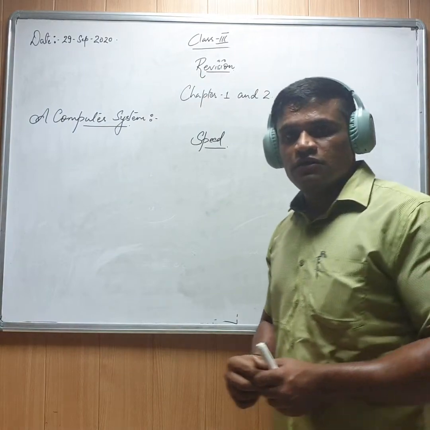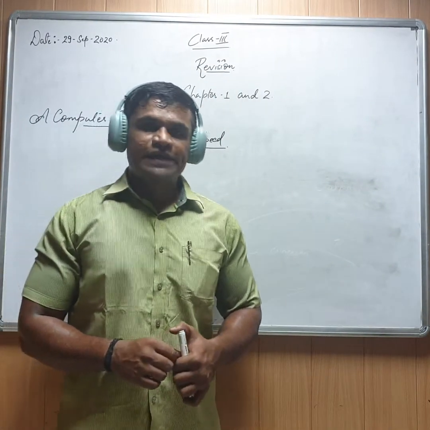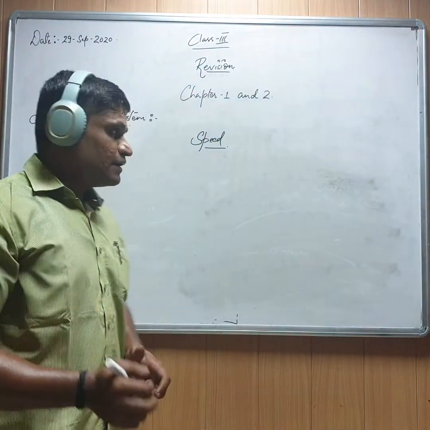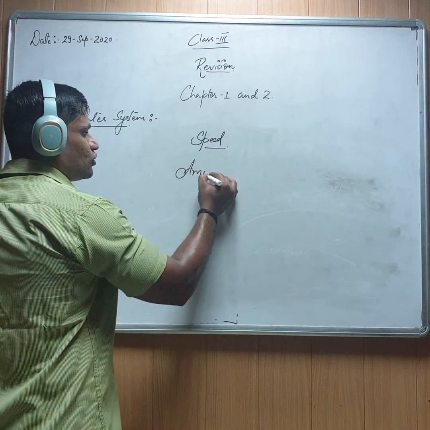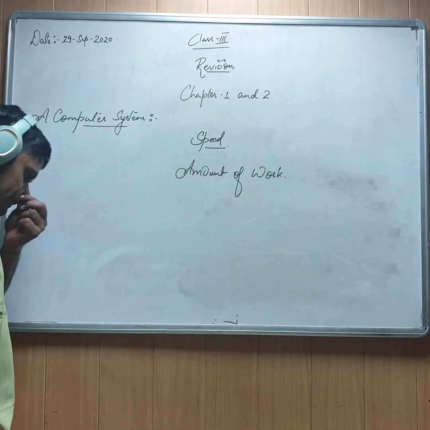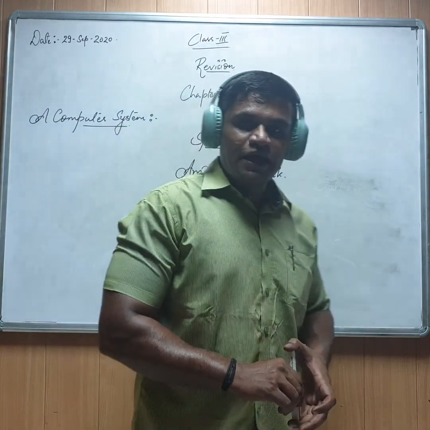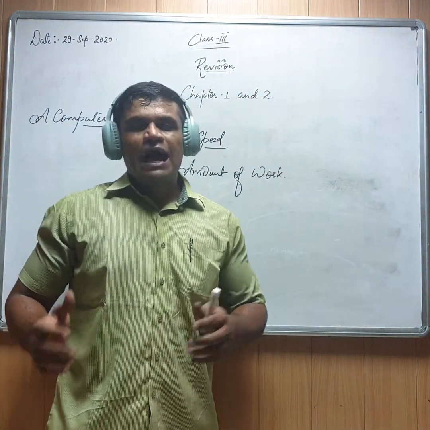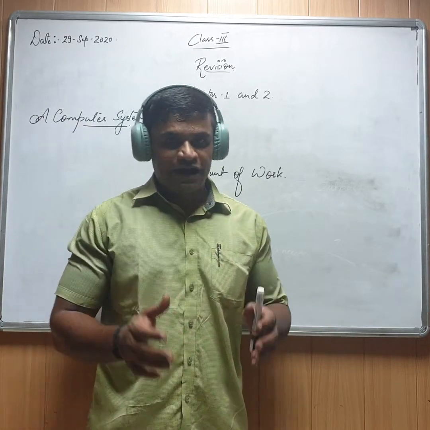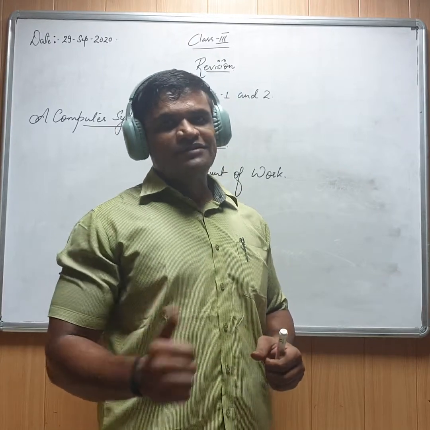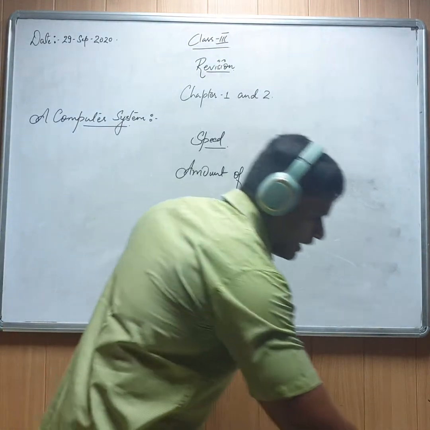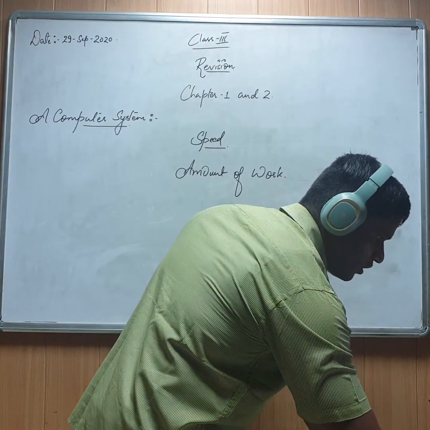That means the work which a human takes time to perform, the computer performs in very less time. Secondly, it can do a lot of work, that is amount of work. If a human, for example me, works for 5 or 6 hours, I may get tired and I will take a rest. But the computer doesn't take a rest. It is capable of working 24 hours. So, amount of work: the computer can do a lot of work without getting tired or bored.